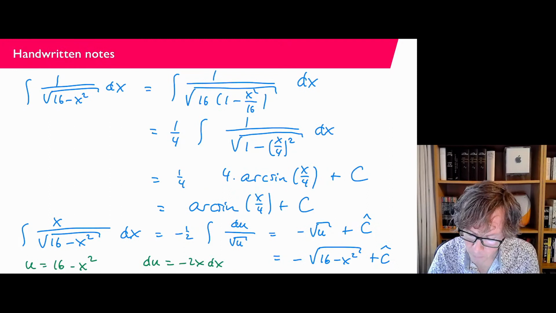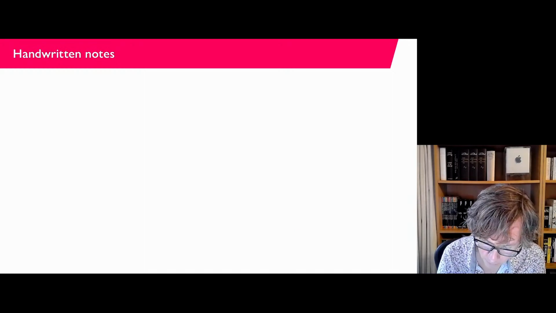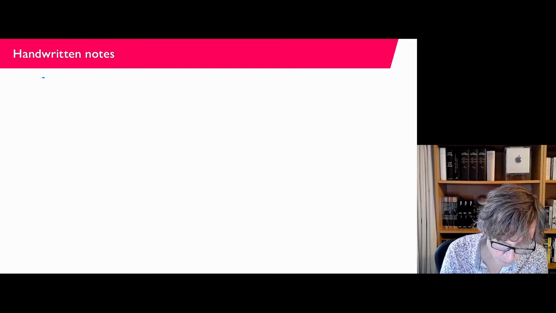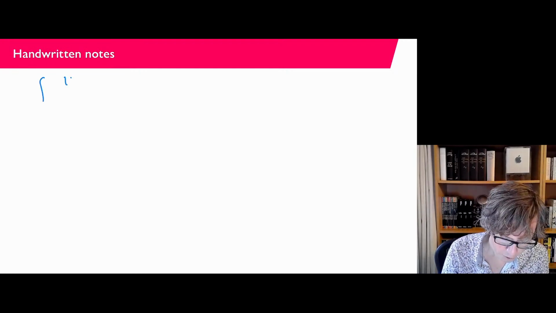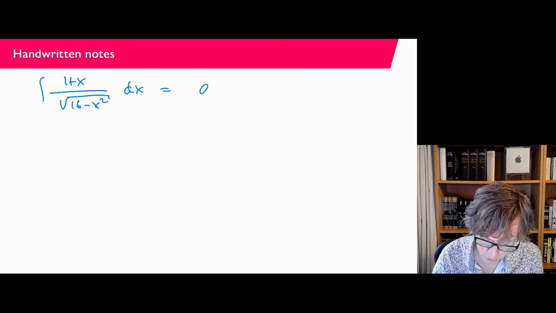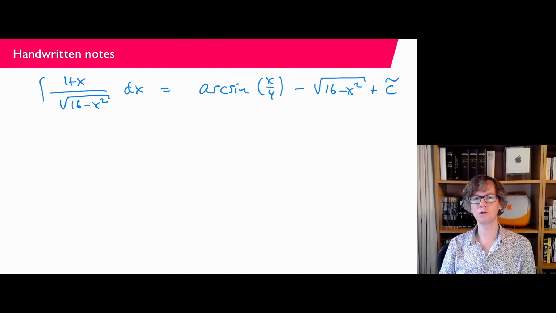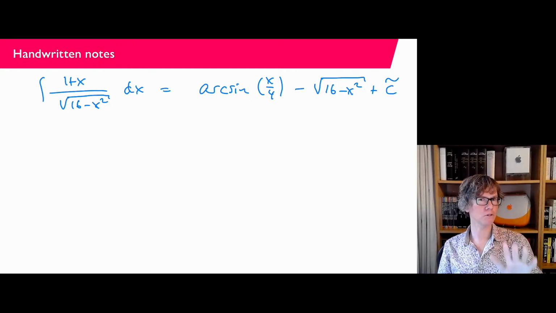So the antiderivative for the whole integral is what I have here, plus this thing here. So let's write that down. And we find that the integral of 1 plus x over square root 16 minus x squared dx equals arcsine x over 4 minus square root 16 minus x squared plus a new constant c tilde. So I had c, I had c hat. These constants are not interesting, so this one is basically c plus c hat, and I call it c tilde, a new constant. I'm not interested in the constant.